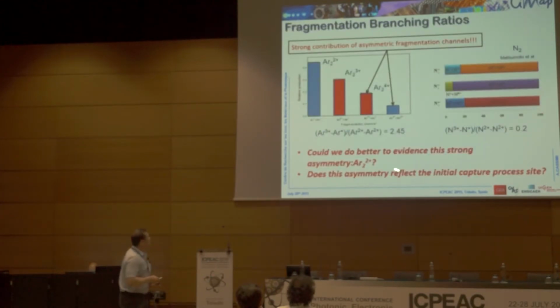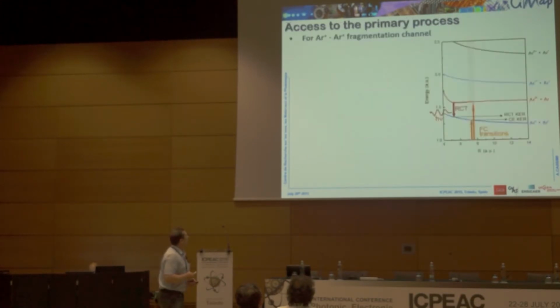So now we do better, because we also have here an even charge of the dimer. Could we see some asymmetry in this charge sharing? And furthermore, could we learn something from this asymmetry? So this dication will break into one argon plus and one argon plus. And you have two ways of producing this dication. The first one is to remove one electron on each argon. So you go to this repulsive curve and you have what we call the Coulomb explosion.